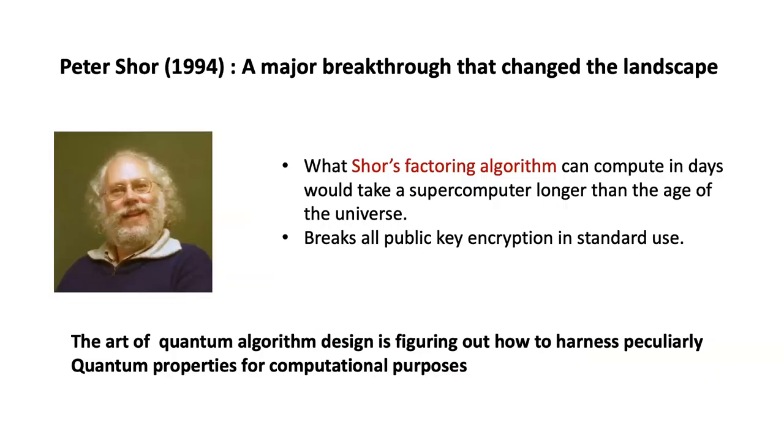What prompted the field to take off was the fact that the mathematician Peter Shor in 1994 came back with a major breakthrough that changed the landscape of quantum computing. He came up with a factoring algorithm. What this algorithm could compute in days would take a supercomputer longer than the age of the universe. This startled people, and they started worrying, because the algorithm was a little bit scary: it has the potential to break all public key encryption in standard use. So people realized that there is a danger if this algorithm is used.